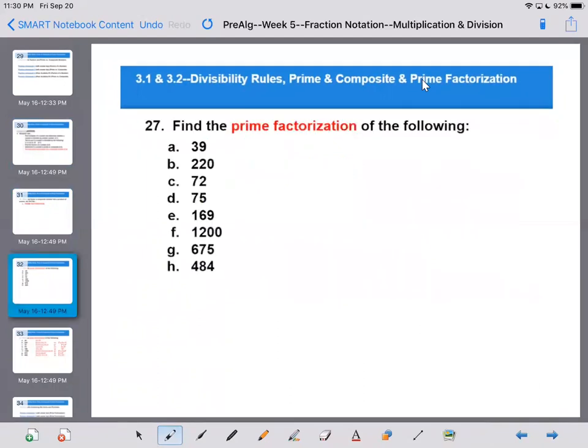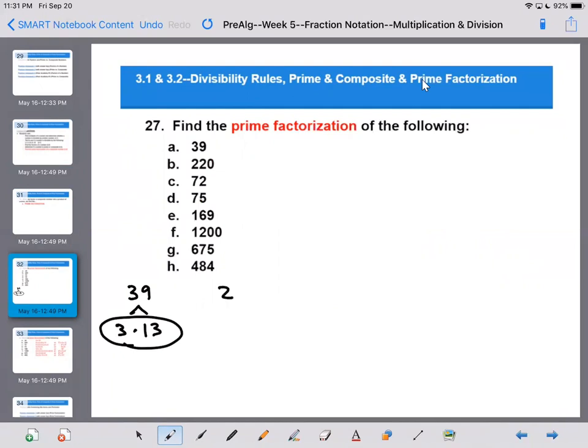So that's why we just do a prime factorization of composites. So let's look at 39. Well, we know that that's going to be 3 and 13. And we know that 3 is prime, and we know that 13 is prime. So this would be your final result as a product of primes.